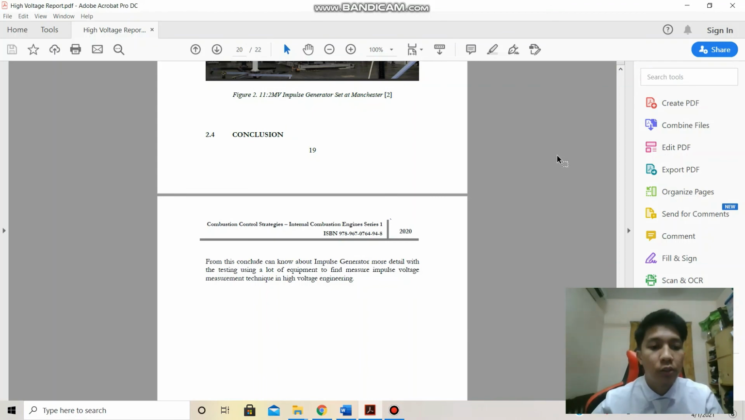Okay, for the conclusion, from this we can know about the impulse generator in more detail, with the testing using a lot of equipment to measure impulse voltage, the measurement technique in high voltage engineering. That's all from me. Thank you.